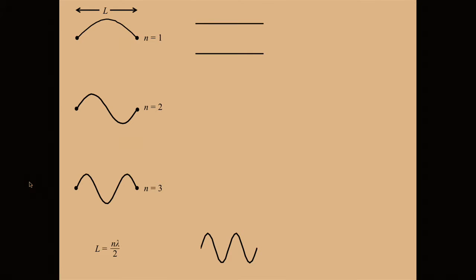Okay, now let's take a pipe of air, and the air molecules vibrate left and right. They can produce standing waves inside the pipe. And just like before, we're going to draw the first 3 standing waves that we can put into the pipe.